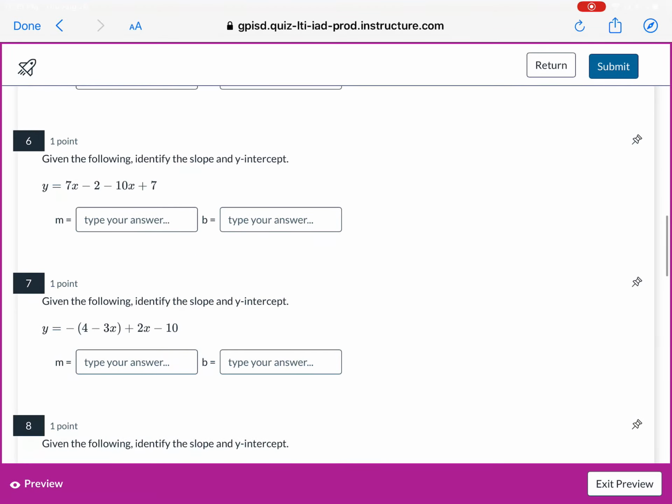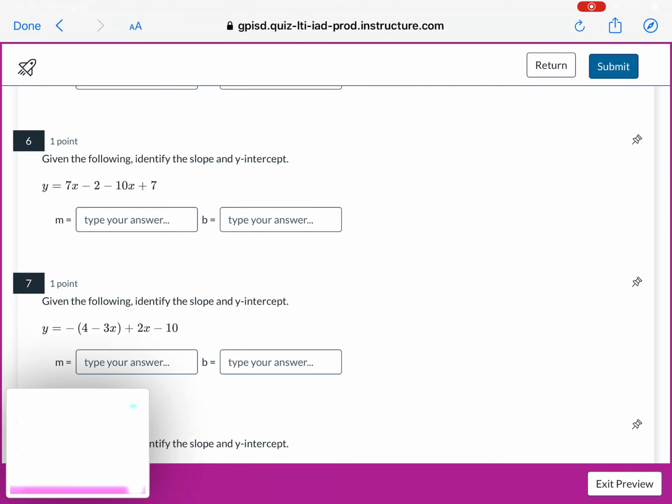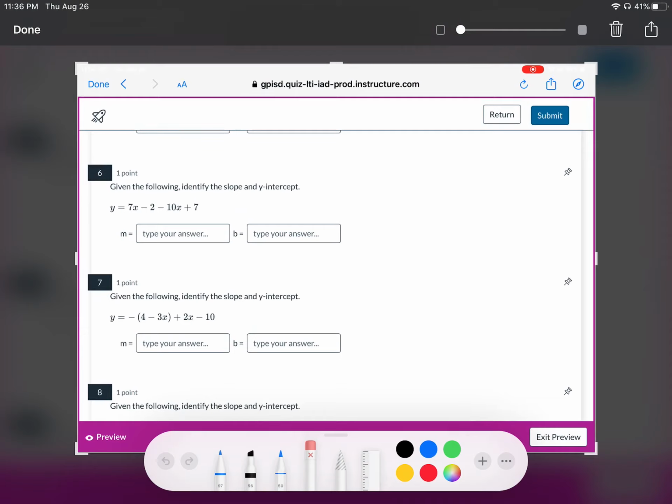All right, numbers 6 and 7. Notice that we don't have to go through all 5 of the steps on these. We only had to go through 2, distribute, combine. All right, so number 6, our first step is to distribute. We distribute when we have parentheses. And since we don't have parentheses, we don't have to distribute. Our next step is combine. Is there anything I can combine with the 7x?